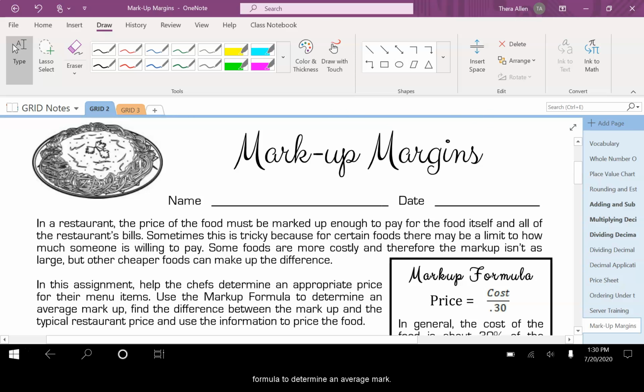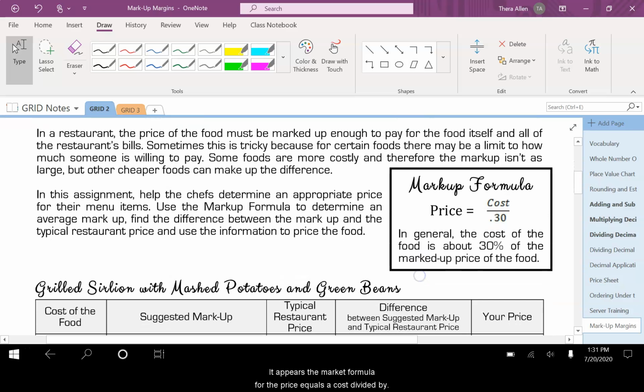Use the markup formula to determine an average markup. Find the difference between the markup and the typical restaurant price and use the information to price the food. So here's the markup formula. The price equals the cost divided by 3/10. In general, the cost of the food is about 30% of the marked up price of the food. See how in the other one I was talking about percentages and we moved the decimal 2 places. So that's how they came up with the formula.